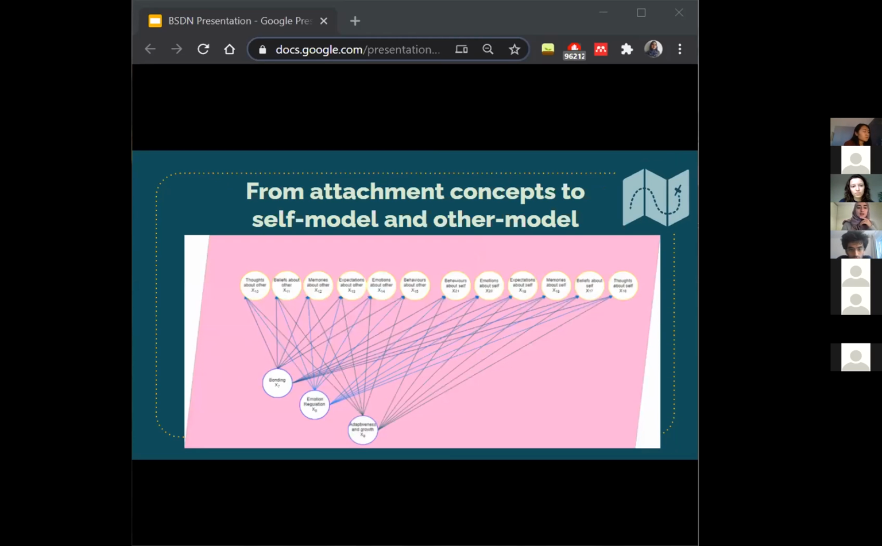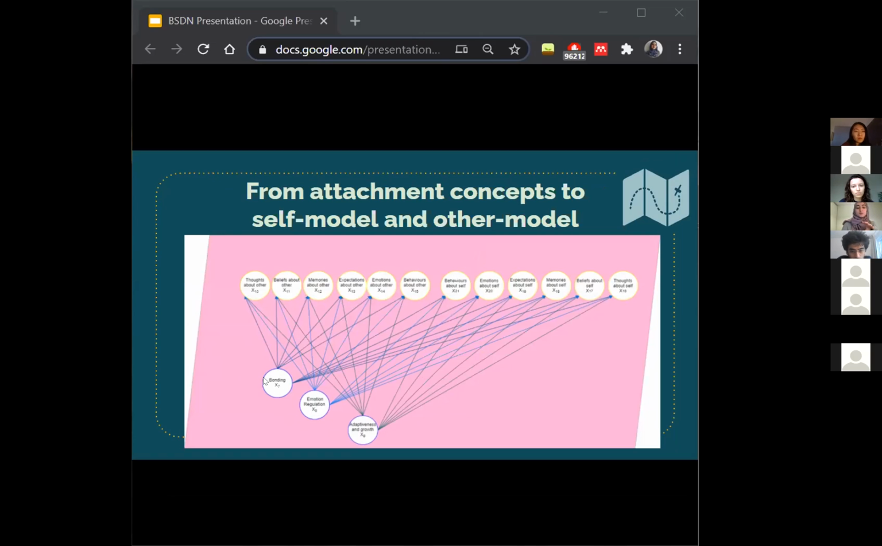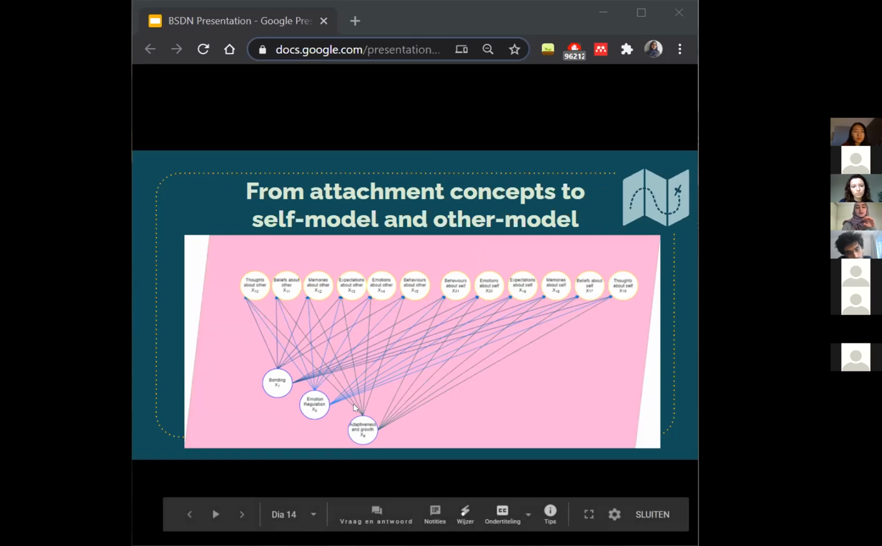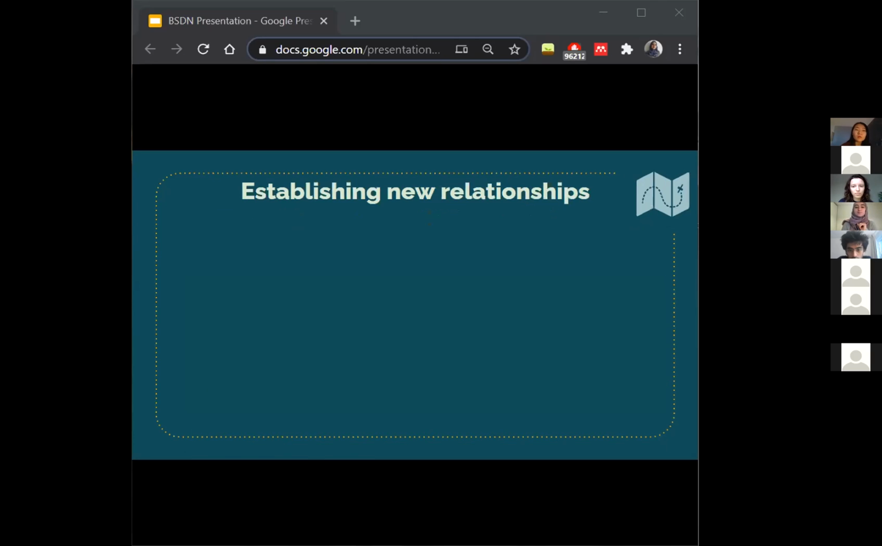Then we have the second submodel, where you can see that those three factors that I just explained influence the individual's view of himself, so his emotions about himself, expectations about himself, but also about others. So expectations, behaviors, beliefs, all those elements are the self model and the other model, which are very important in this attachment style or behavior.